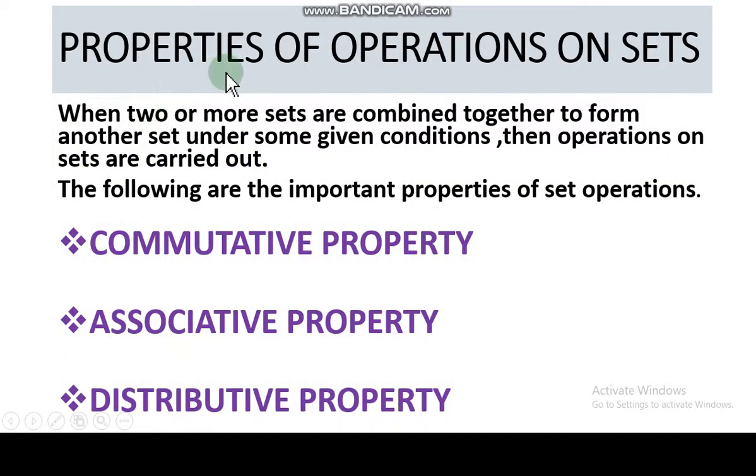We are moving on to properties of operations on sets. When 2 or more sets are combined together to form another set under some given conditions, then operations on sets are carried out. So we carry out operations on sets when we combine 2 or more sets. The following are the important properties of set operations: the commutative property, associative property, then the distributive property. Now let's take a look at the commutative property.